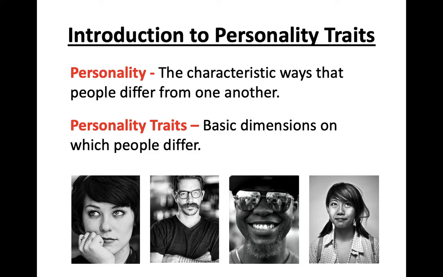So personality psychologists contend that personality traits are the best indicators of the differences between people. According to trait psychologists, there are a limited number of basic dimensions, which we call traits, on which people differ, such as extroversion or agreeableness. And so each person falls within a certain range on that particular trait, either at the high end or the low end or somewhere in between.